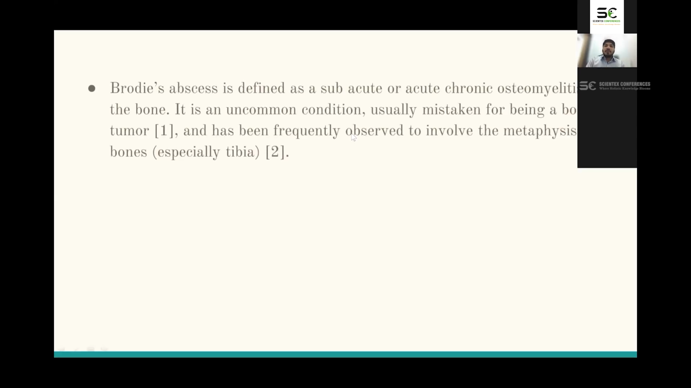So Brodie's abscess is defined as a subacute or acute and chronic osteomyelitis of the bone. It is an uncommon condition, not very commonly seen, and it is usually mistaken for a bone tumor. It's frequently observed in the metaphysis of different bones, especially the tibia, and it commonly affects children.